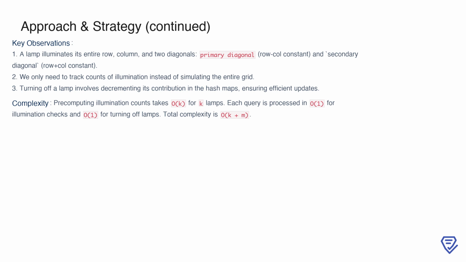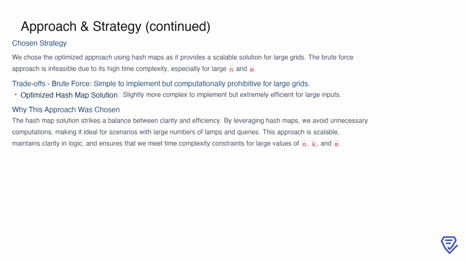The complexity of this optimized method is worth noting. Pre-computing the initial illumination counts for K lamps takes O(K) time. Then, each query is processed in constant time, O(1), for both checking illumination and turning off lamps. As a result, the total complexity for M queries is O(K + M). This makes the approach highly efficient for large values of N, K, and M, where the brute force approach would have struggled. Given these considerations, the optimized approach using hash maps is the clear choice for this problem.